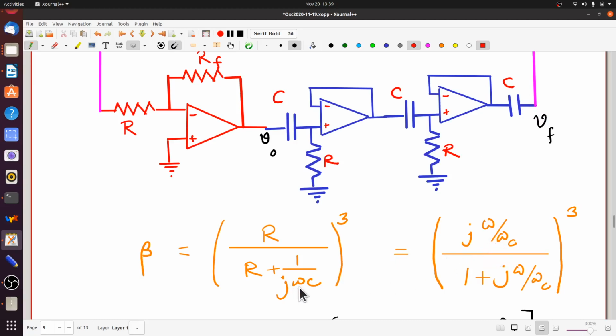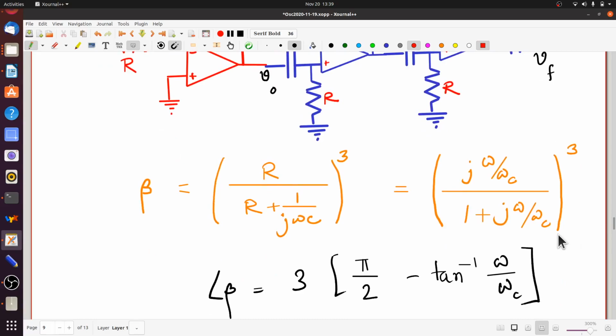This, of course, can be simply rewritten in this form. You can multiply through by the j omega c and divide, and then this becomes j omega CR by 1 plus j omega CR, and writing RC as 1 by omega c. The omega c stands for critical frequency. This is the form you get.